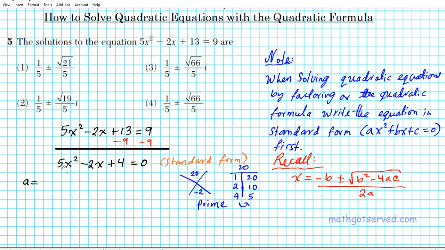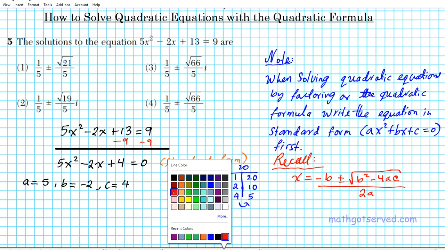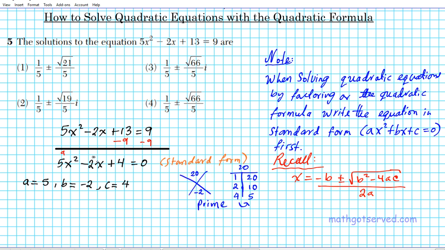A is the coefficient of the leading term, which is 5. B is the coefficient of the first degree term, which is negative 2. Don't forget the sign. And C is a constant, which is 4. Okay, so basically this is A, B, C. Bam. So now that we know A, B, C, we're going to substitute these values into the quadratic formula that we have written over here.